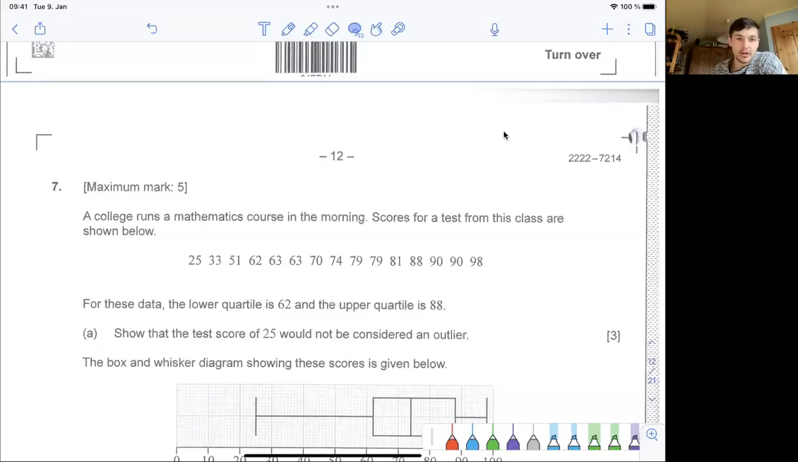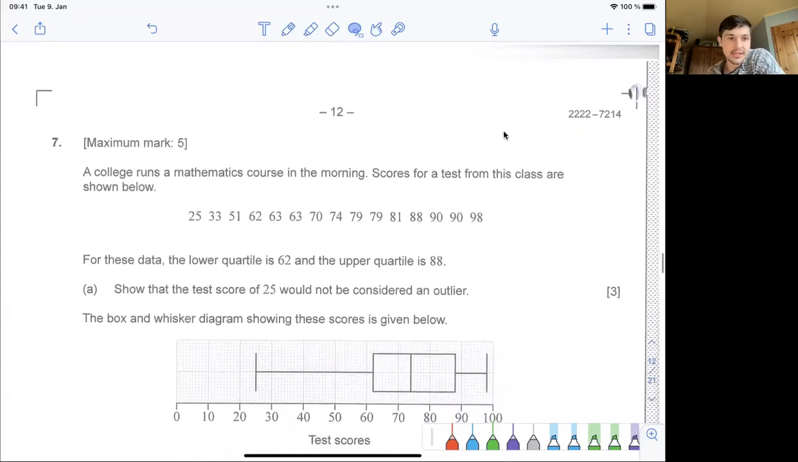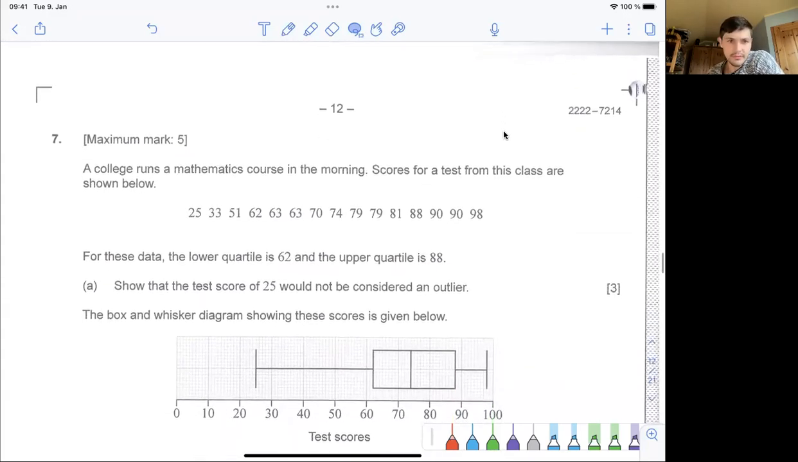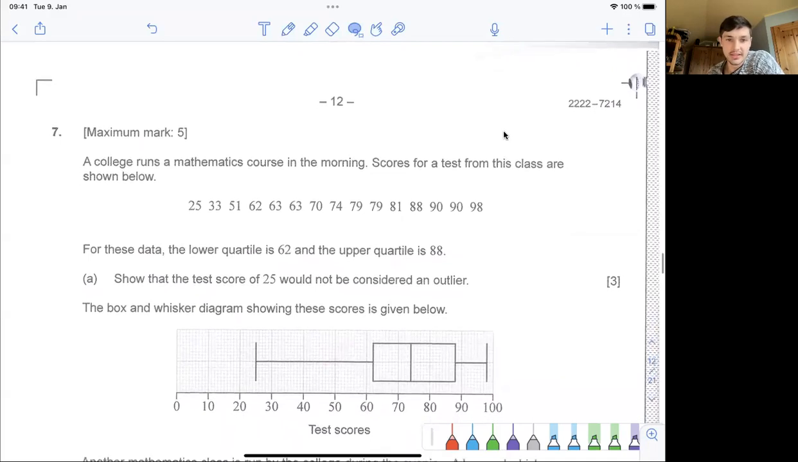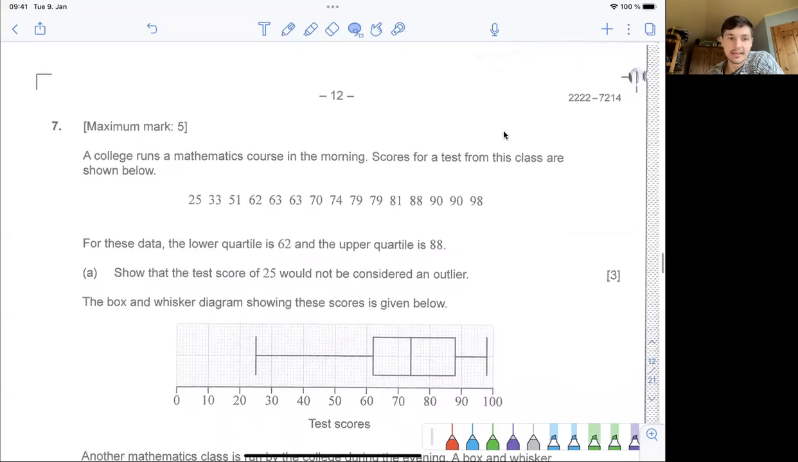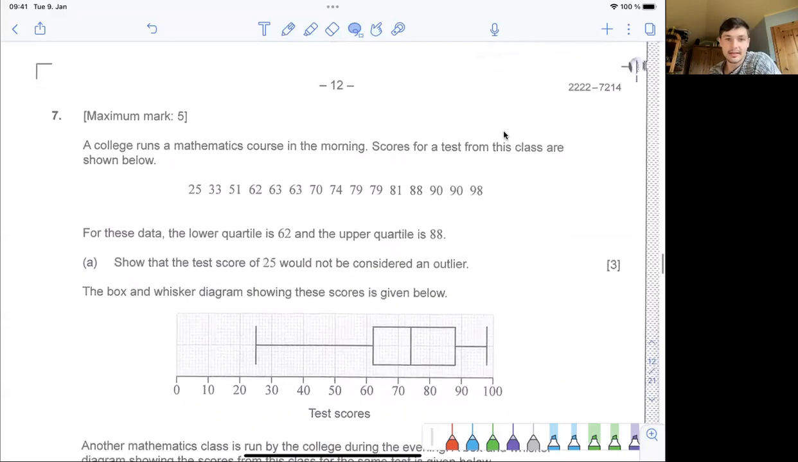Question 7. A college runs a mathematics course in the evening. Scores for a test from this class are shown below. For these data, the lower quartile is 62 and the upper quartile is 88. Part A asks us to show that the test score of 25 would not be considered an outlier.